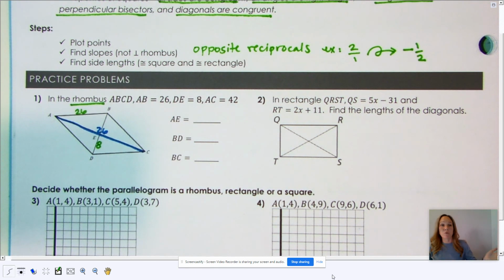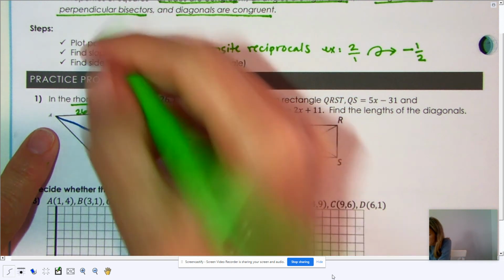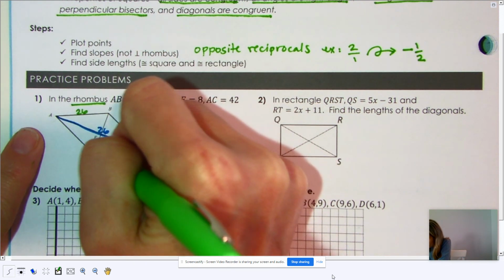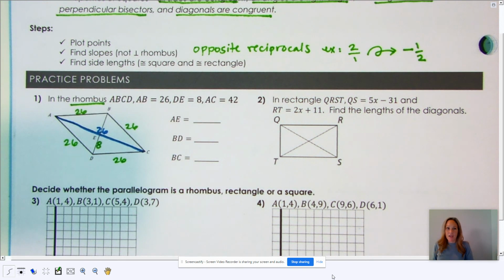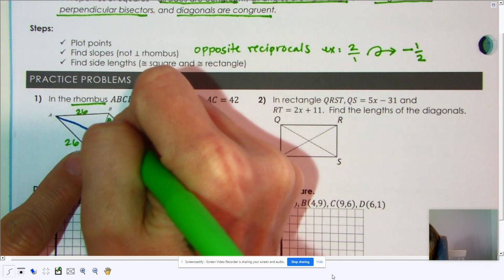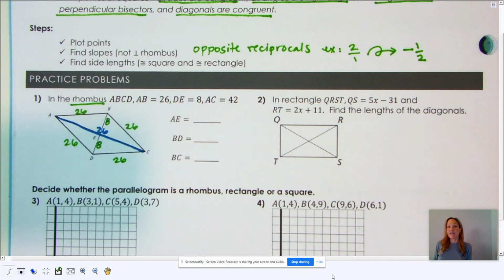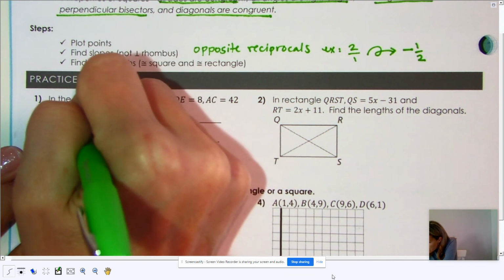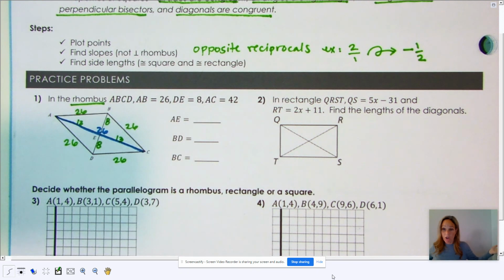What I like to do, before I even start looking for those other letters, is just fill in what I know. If it's a rhombus, that means that all the sides are the same. So I could put 26 here, 26 here, 26 there. And then remember that diagonals bisect each other. So if this little piece is 8, this little piece is 8. If this whole entire length is 26, and it gets chopped in half evenly, this part over here is 13 and this part over here is 13. So I've filled in all the information.